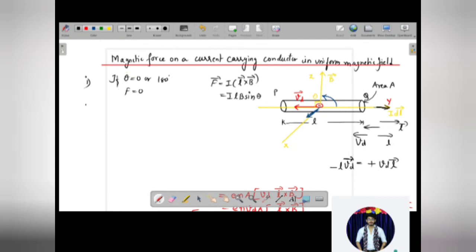Second, if theta is equal to 90 degrees, that means the position of the straight conductor is perpendicular to the magnetic field. In that case, F will be equal to I L B sine of 90 degrees, and sine of 90 is 1, so it will be I L B. This is going to be the maximum force acting on the charged particle.